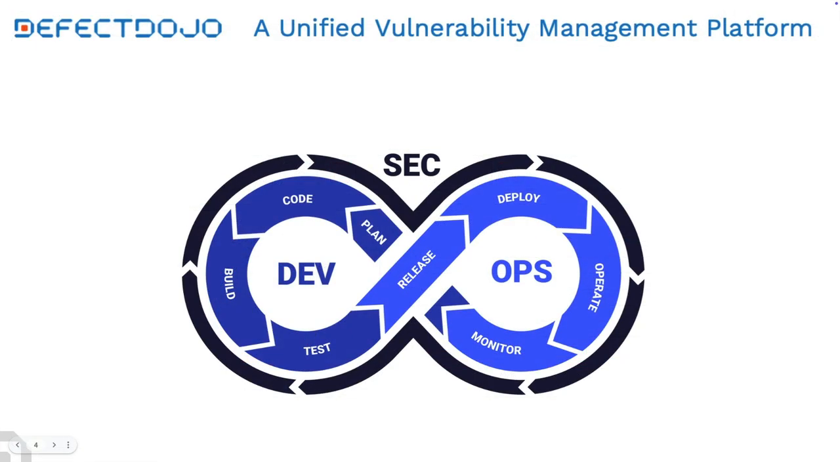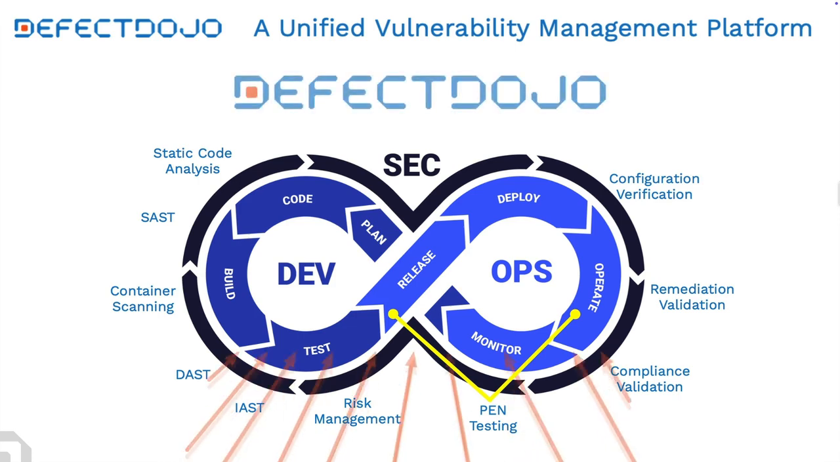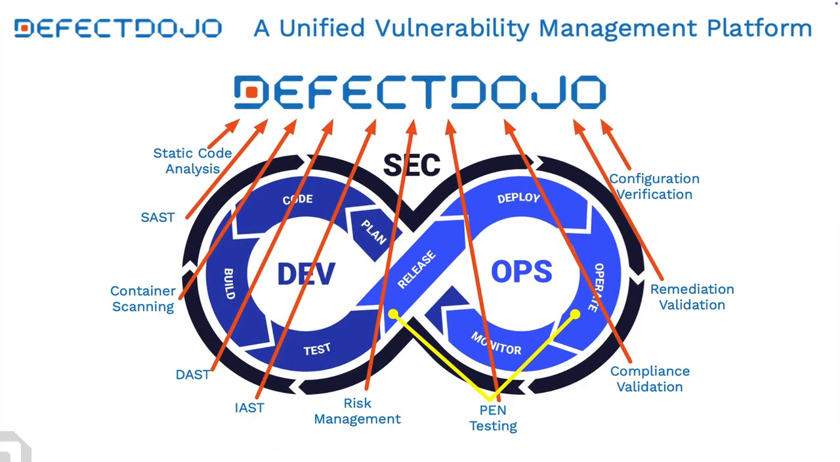If you're new to DefectDojo, let's take a moment to make sure we understand what exactly DefectDojo does. DefectDojo is a unified vulnerability management platform that imports all vulnerabilities throughout your SDLC by all your different scanning tools to give you a single pane of glass to manage, analyze, and report on all your security risks.